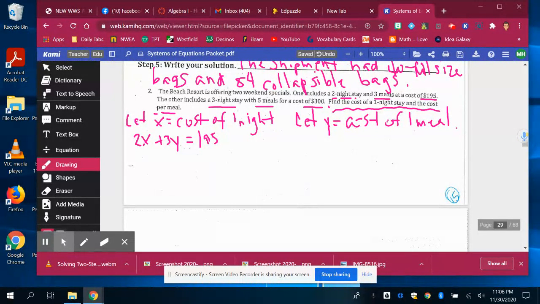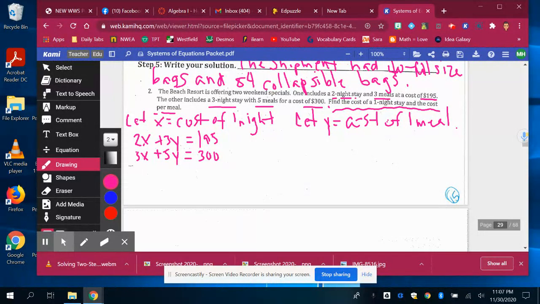The other includes a 3-night stay, so 3 times the cost of 1 night, plus 5 meals, 5 times the cost of 1 meal, equals $300. So now I have my system of equations. It looks like I need to adjust one of them, or both of them actually, so that I can get opposite signs and get rid of one of my variables. So I'm going to use the elimination method because I have all of these coefficients going on.